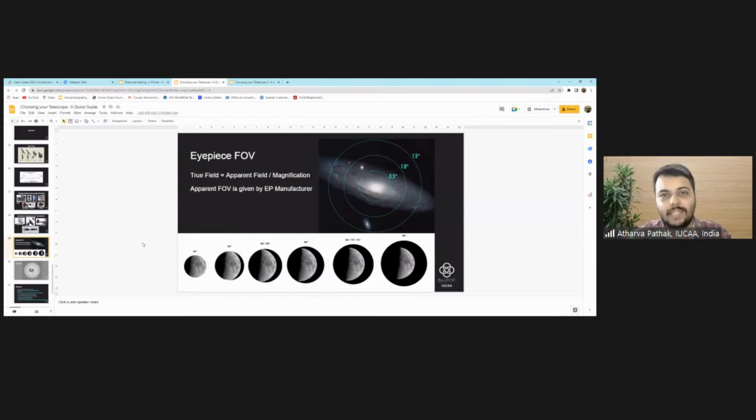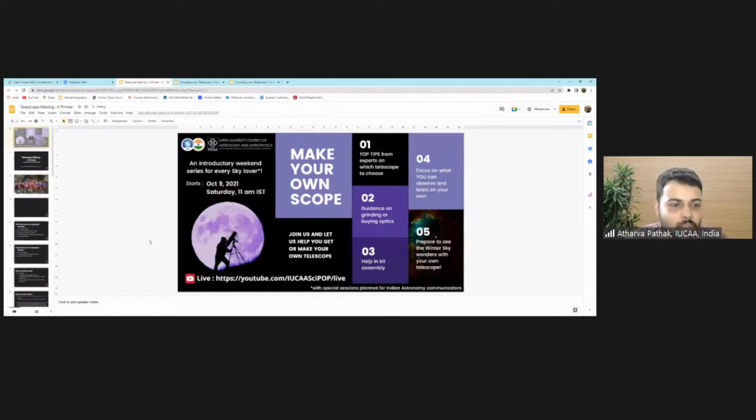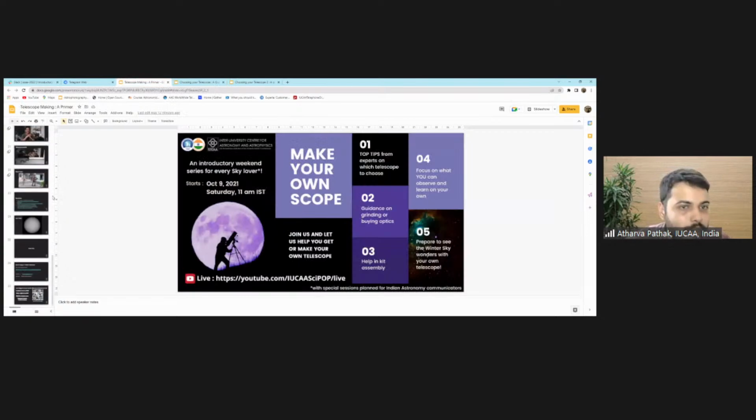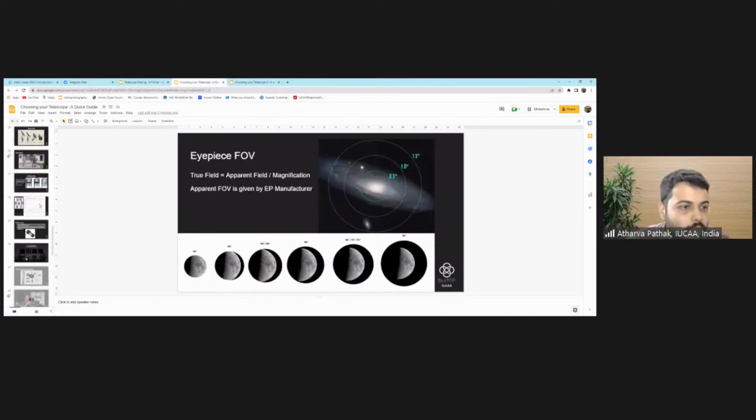Field of view is simply the amount of area of the sky that your eyepiece can show you. The larger the focal length of the eyepiece, the larger the field of view. The smaller the focal length of the eyepiece, the smaller the field of view. But again, the smaller the field of view, the more the magnification, and the larger the field of view, the less the magnification. To get a very quick idea, let me just show you a graphic.